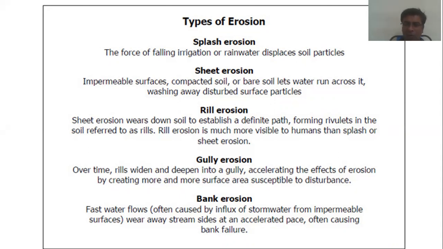Sheet means a number of layers. In the earth, the land is present in a number of layers with uniform thickness. Because of surface runoff, the complete top layer is removed with a uniform thickness, and that is sheet erosion.